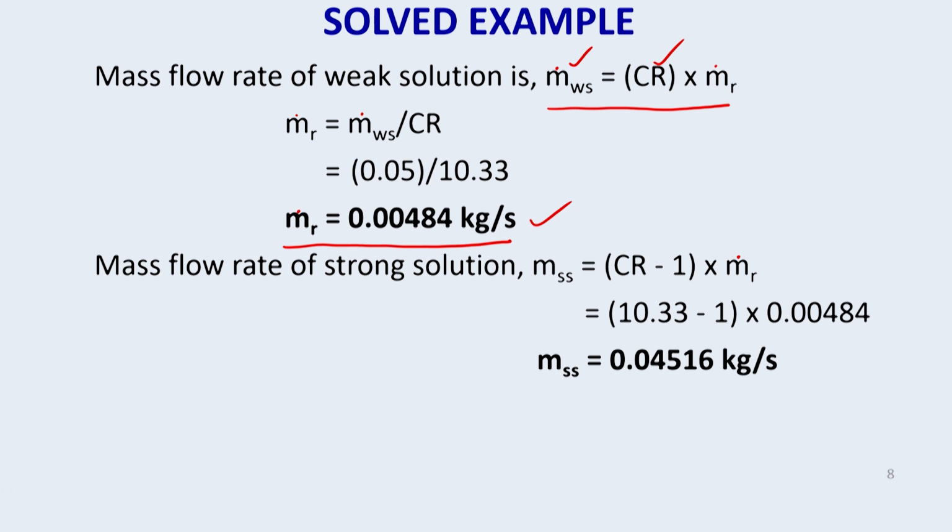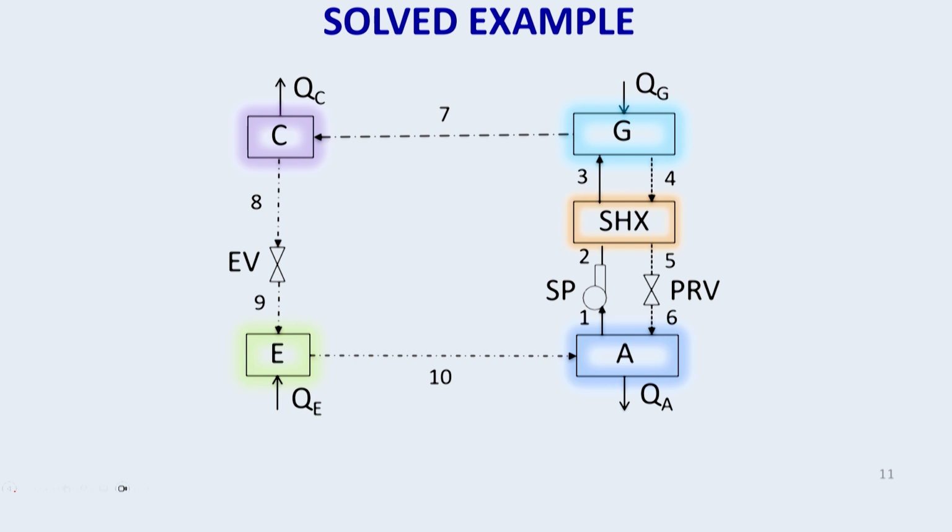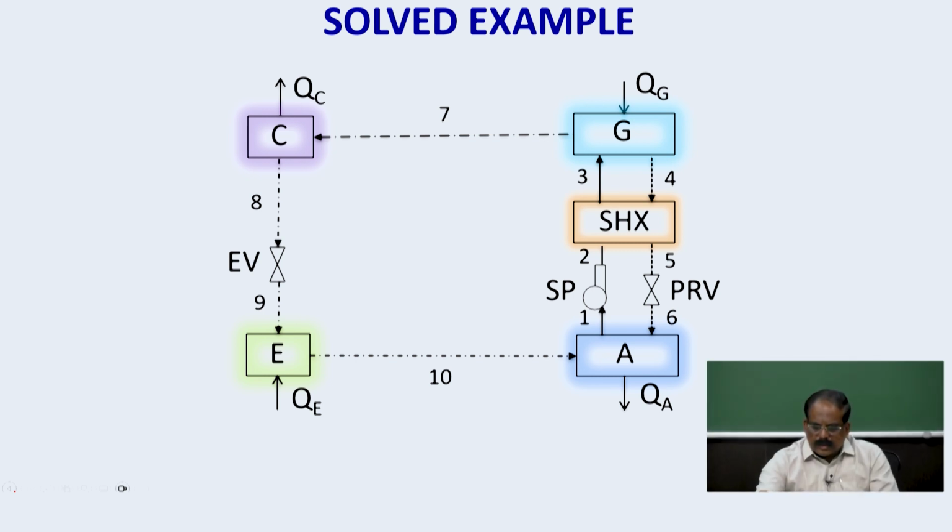How do we find the mass flow rate of the strong solution? It is circulation ratio minus 1 times m dot r. There are two formulas. From the weak solution, some portion in the generator, as the solution is heated by the external source, at one point the refrigerant vapor evolves, and the weak solution becomes strong solution, and the refrigerant vapor goes. So there is a mass balance in the generator: M3 is equal to M4 plus M7. If you see the diagram, this is the entering solution and this is the leaving solution, so the entering solution equals the summation of M4 and M7.